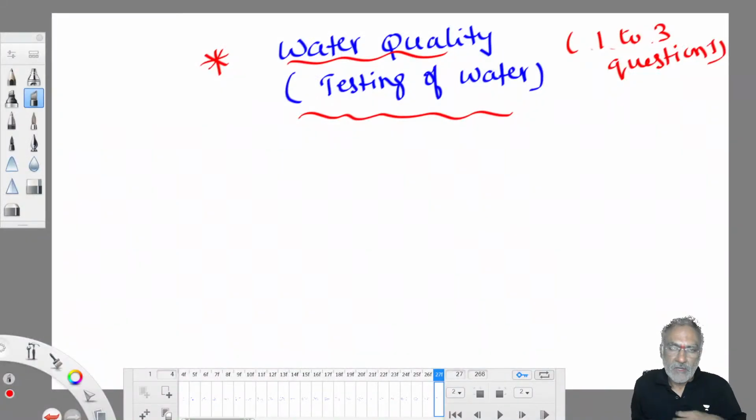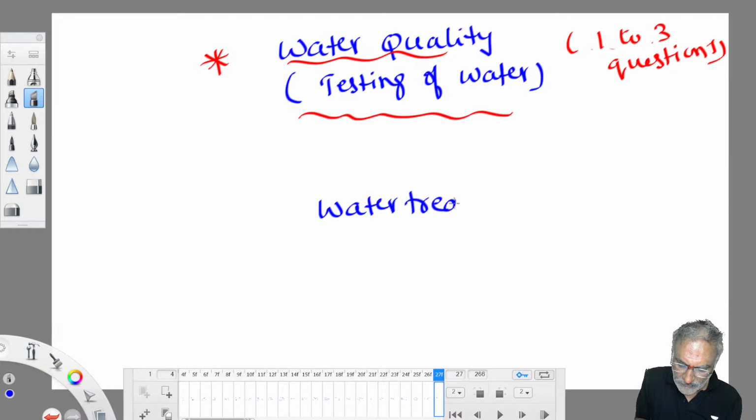Okay, water quality. Water is tested prior to treatment and water is tested after treatment. So water quality is tested 2 times. Once before treatment.